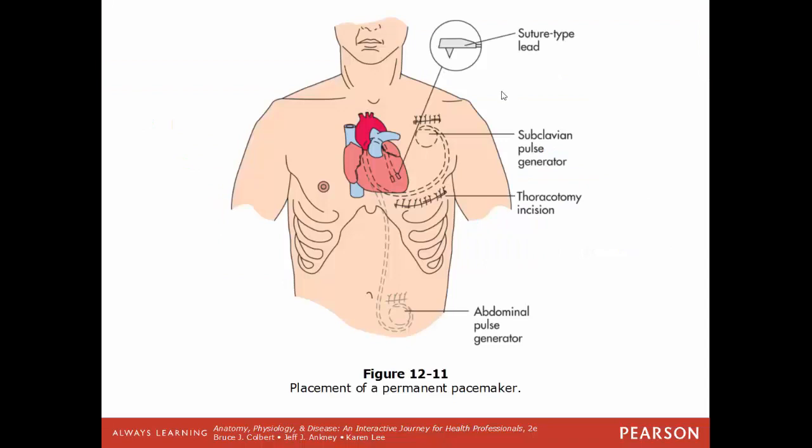Here's an illustration of a standard pacemaker implant right here, just below the collarbone or subclavian region. It'll be connected to the heart through various leads here. Sometimes they're up by the collarbone, sometimes they're in the lower abdomen.